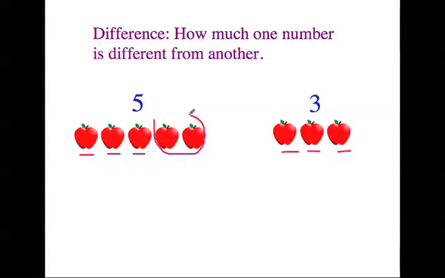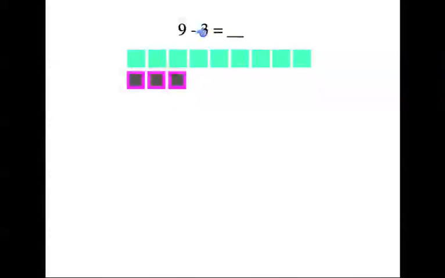These 2 are here on this side and they're not on the other side, just like in our picture where we had a whale on one picture and no whale on the other picture. This is the difference here. So those 2 apples, that's the difference. In subtraction, when we talk about the difference, we're talking about how much one number is different from another number. Let's look at this subtraction problem, 9 minus 3.